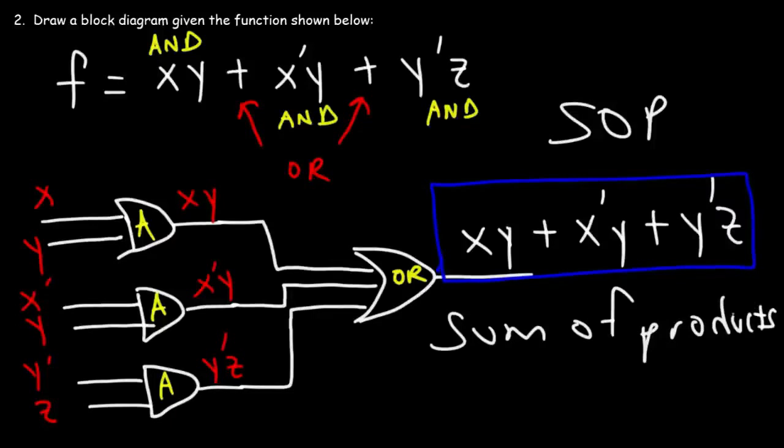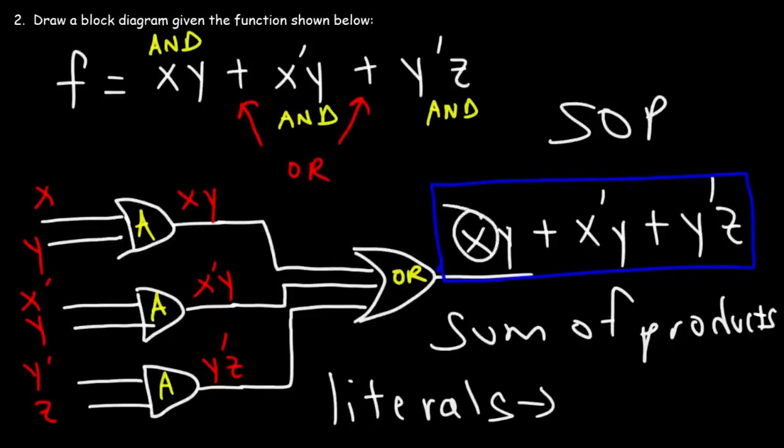Now, another term you need to be familiar with is literals. So every variable that you see, whether complemented or uncomplemented, is a literal. So X is a literal, Y is a literal, X prime is one. So we have a total of 6 literals in this expression.